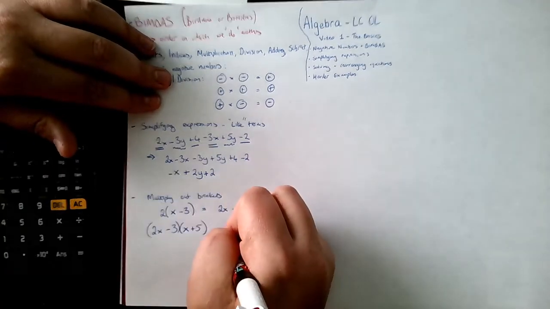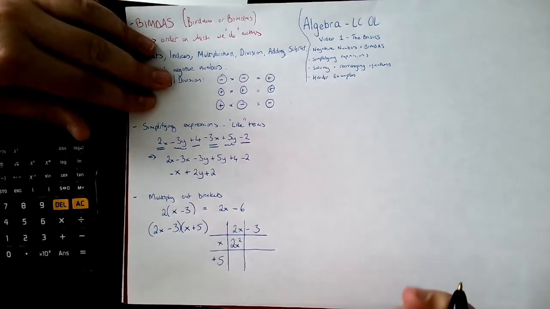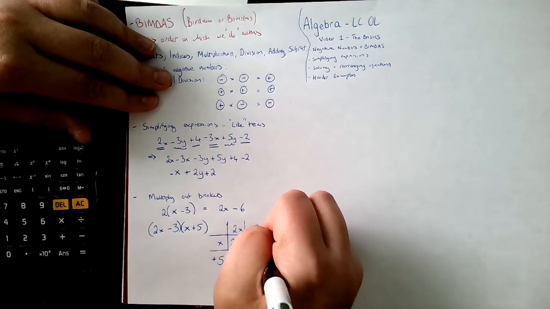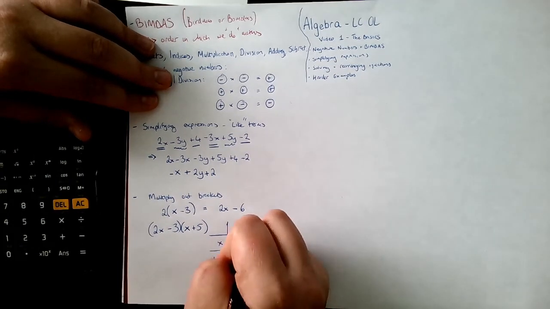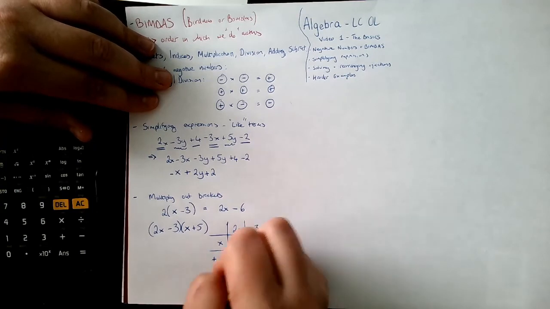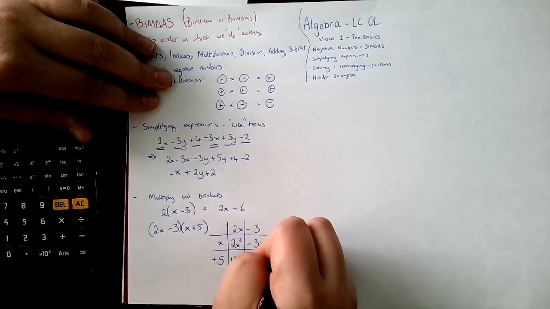So 2x multiplied by x is going to give us 2x squared. x multiplied by minus 3 is minus 3x. 5 multiplied by 2x is plus 10x. And plus 5 multiplied by minus 3 is minus 15.